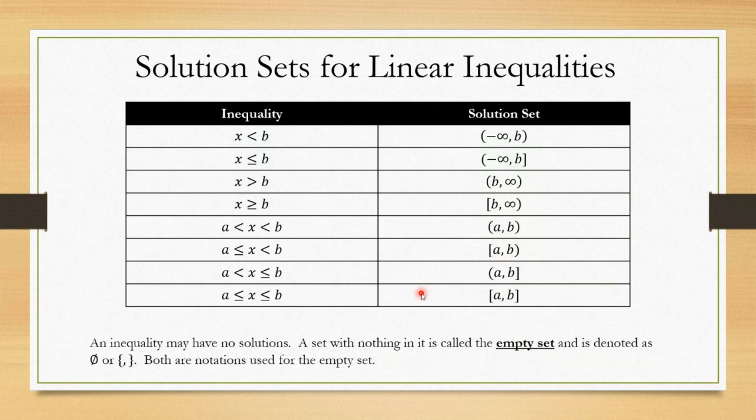Now, just like with equations, what we can also have are inequalities that have no solutions. That can also happen. And how do we denote that? We have this thing called the empty set. That's just, again, the set that's empty, a set with nothing in it. It's actually denoted by either of these notations. I'm not sure if there's other notation people use, but I know these two notations are used for the empty set.